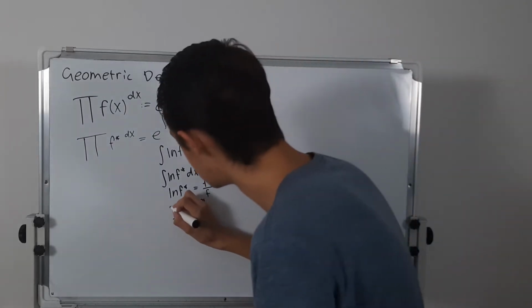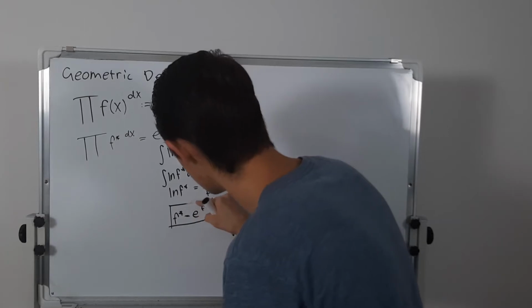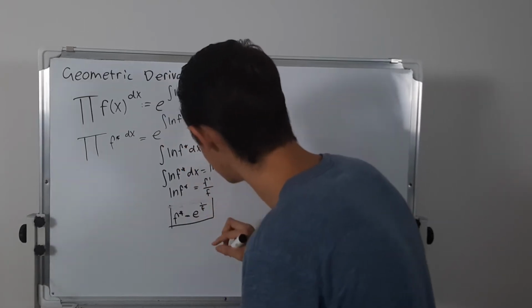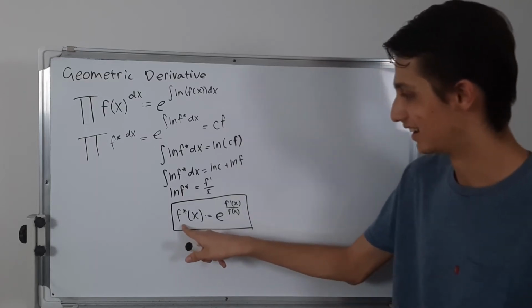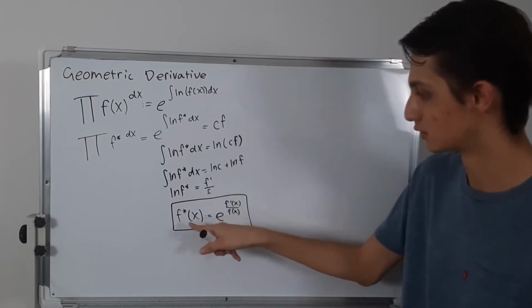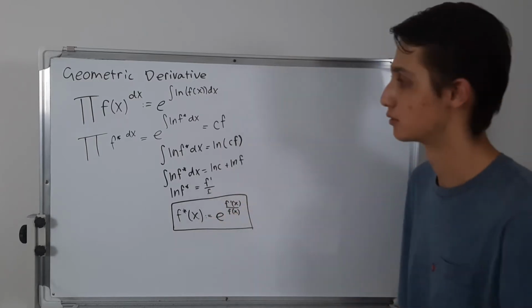Now, this is the same conclusion I arrived at in the last video, and I just cut that part off. That's really annoying. Okay, so f star of x, I just wrote it out in full. This is defined to be equal to e to f prime over f, right?